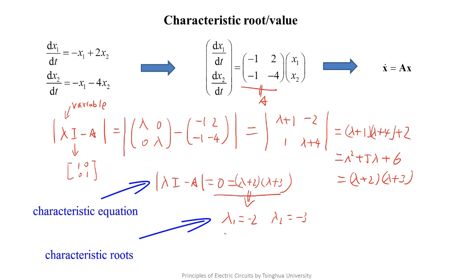Why call them the characteristic roots? Because the expressions of x1 and x2 all have such forms. In other words, the characteristic roots minus 2 and minus 3 describe the change speed of x1 and x2. It's the physical character of the characteristic roots.